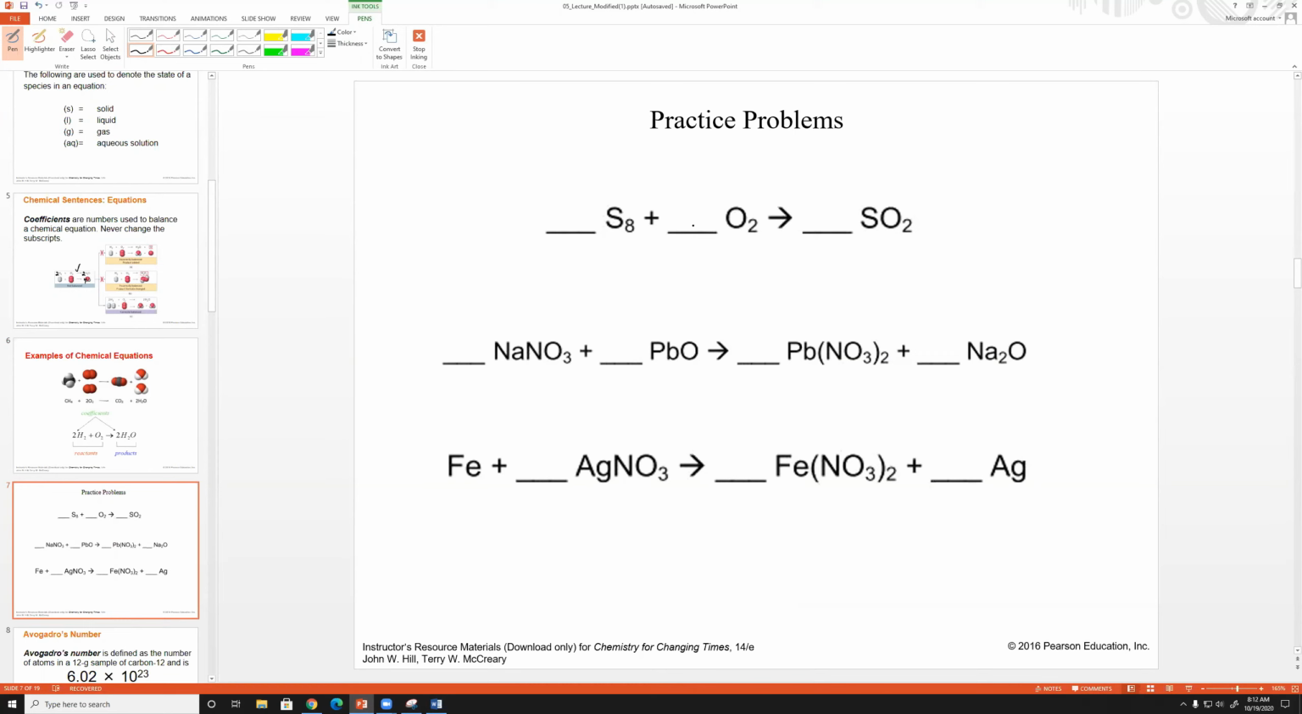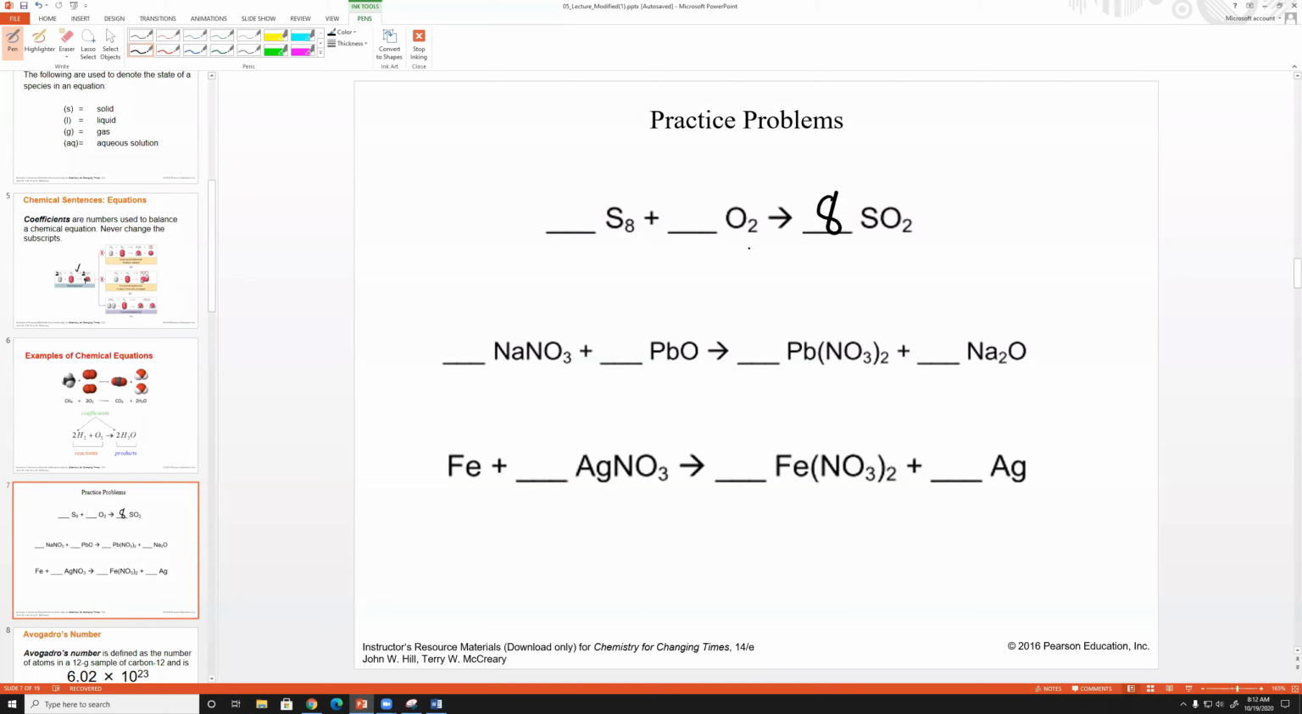First of all, quick question. What's the name of SO2, based on the naming that we learned about? Sulfur dioxide. Perfect. Good job. So now S8, we have 8 of them here. Go look over to the right. We have just 1 S. So we should put an 8. Okay. So now sulfurs are good.